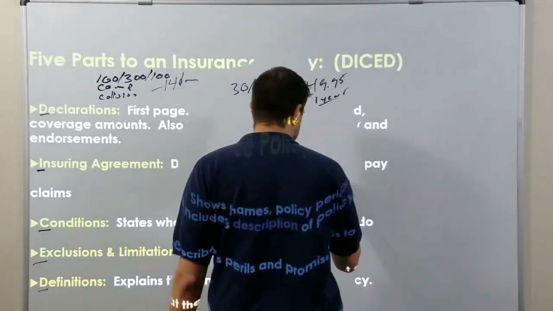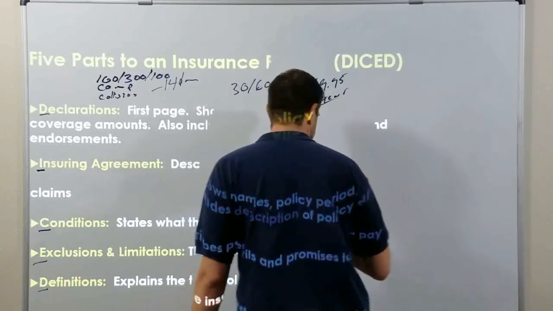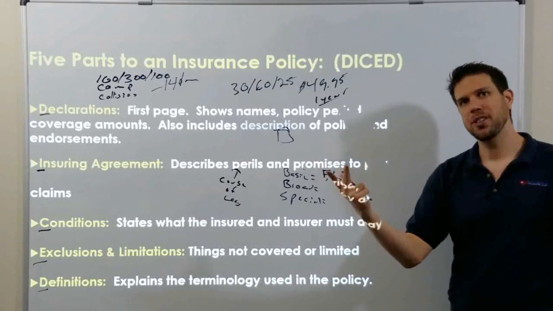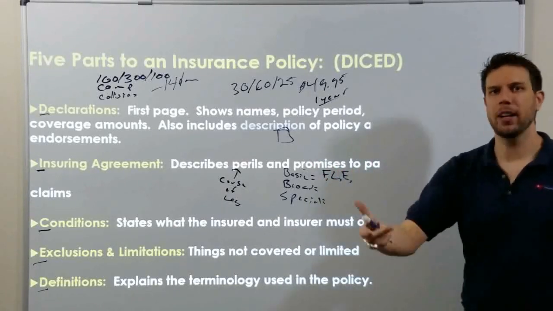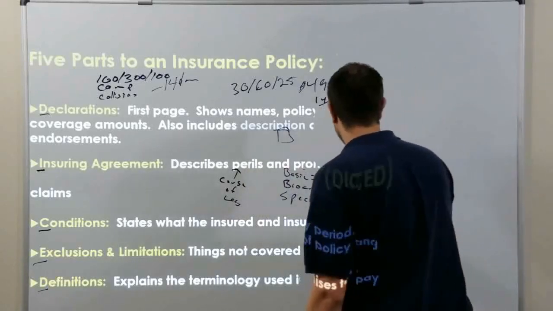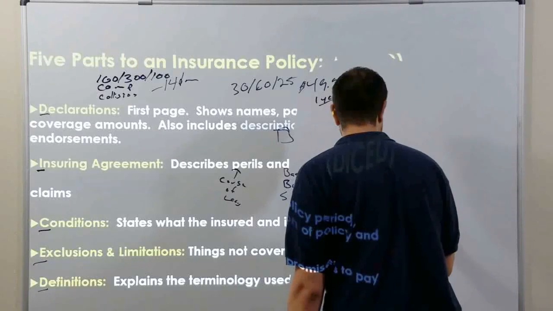you are only covered against fire, lightning, and explosion. The basic perils are fire, lightning, explosion. They spell FLE, F-L-E. You can pay a little bit extra and get the basic extended perils, which is known as WARVs.